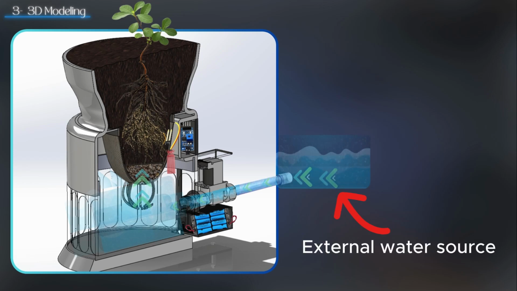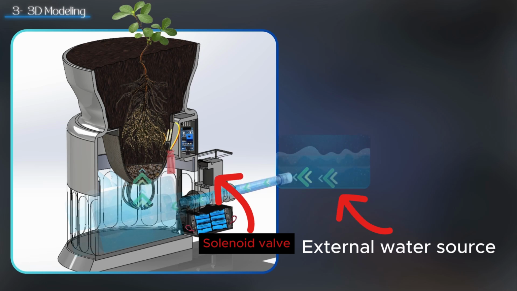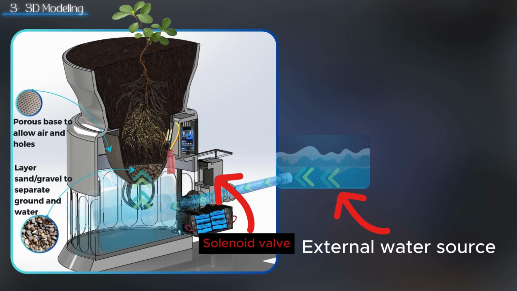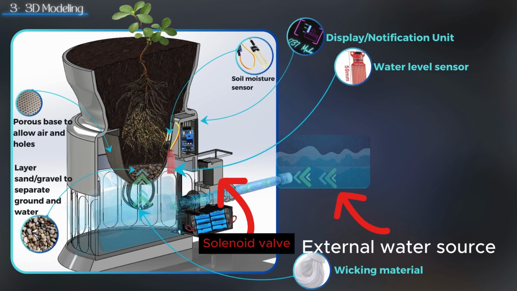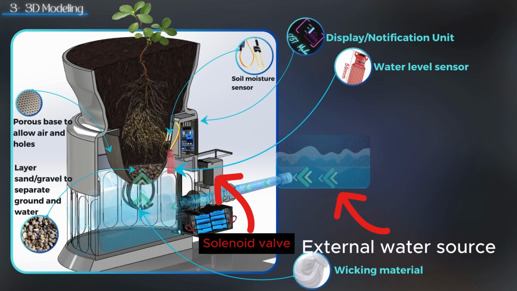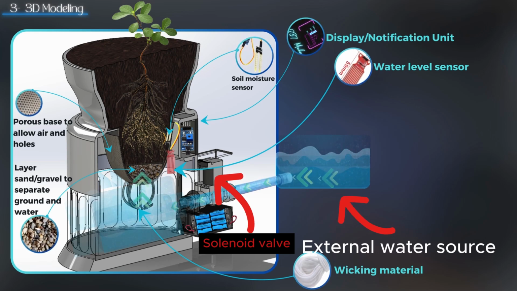We have the water from an external source coming in. We have the solenoid right here, and the power supply just underneath the solenoid. The solenoid lets water in on command from the sensors, which sense the water level and soil moisture level. And the wicking system, through capillary action, moves water from the reservoir and takes it into the soil for the plant to take.